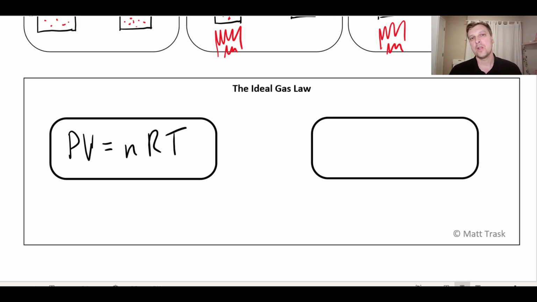Now, I just want you to take a look at this for a second and just recognize that this is saying the same thing we said before. Pressure is directly related to temperature. Volume is directly related to temperature. Because volume and pressure are on the same side, they must be inversely related to each other.